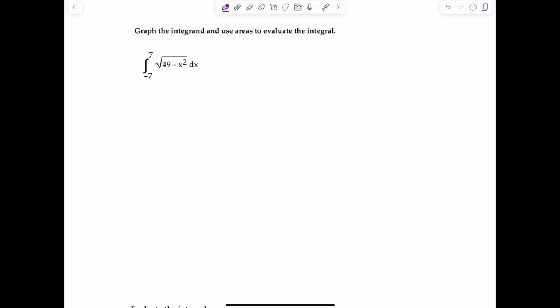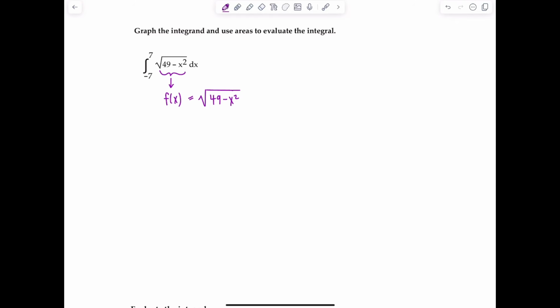All right, so let's continue that idea of finding areas under curves. But now, instead of computing a Riemann sum and taking its limit, we're going to use a graphical approach. So the directions state: graph the integrand, and use areas to evaluate the integral. So the integrand, the function whose area we're trying to figure out under its curve, is f of x equals the square root of 49 minus x squared.